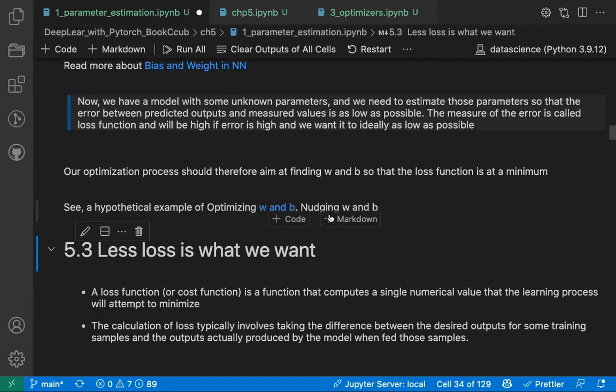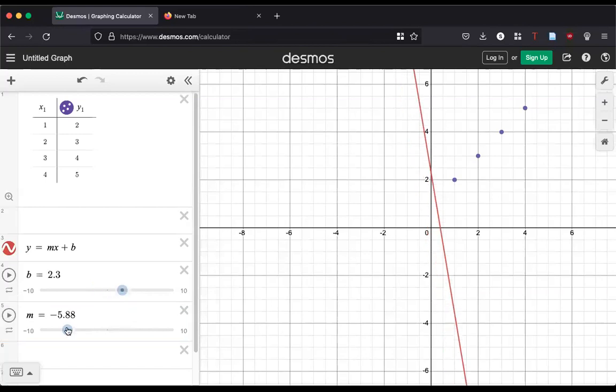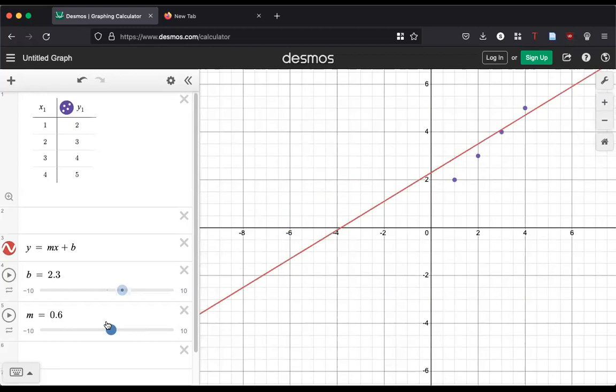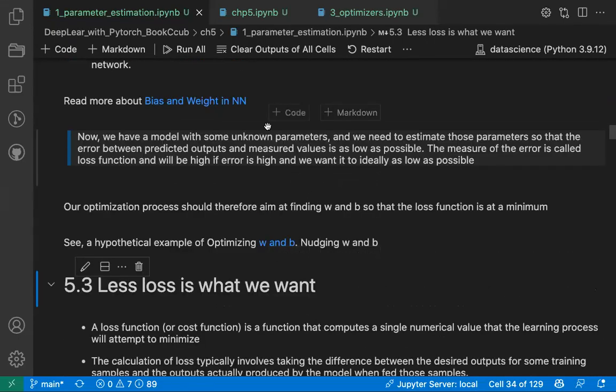So you can see basically we are nudging W and B. Here we are nudging the W and B. We nudge them in some direction. Can you see that? We nudge them in the direction, and try to fit them. So that's basically the idea of how learning works. Yeah. Anyone want to add something or any question?